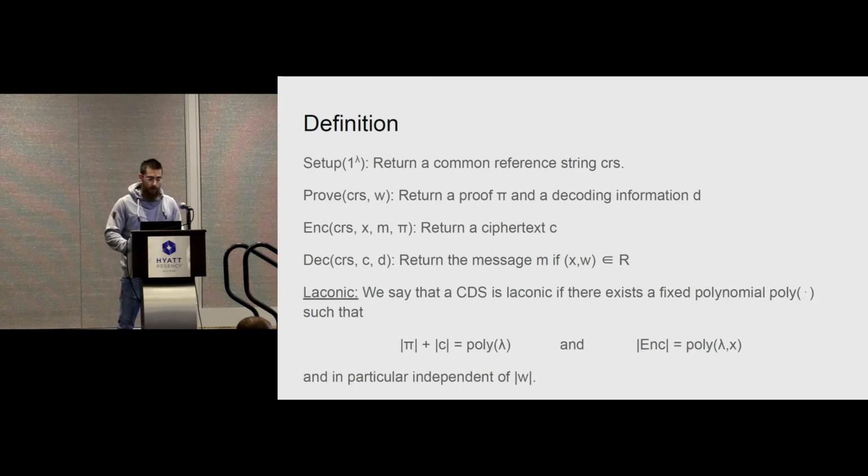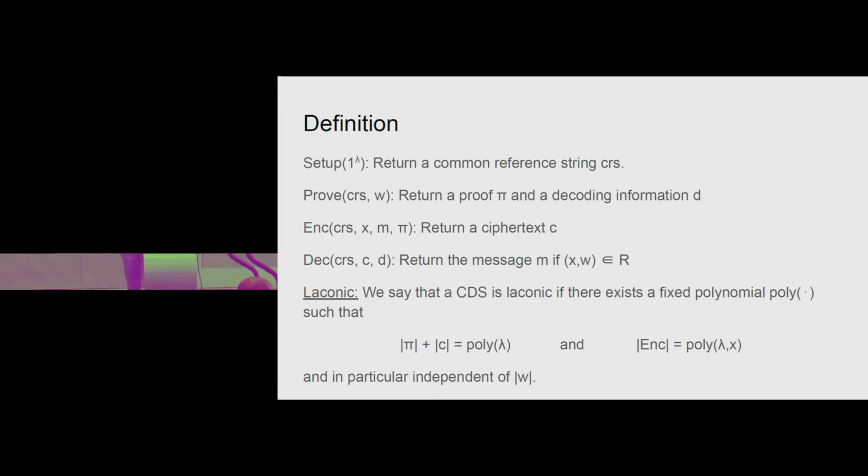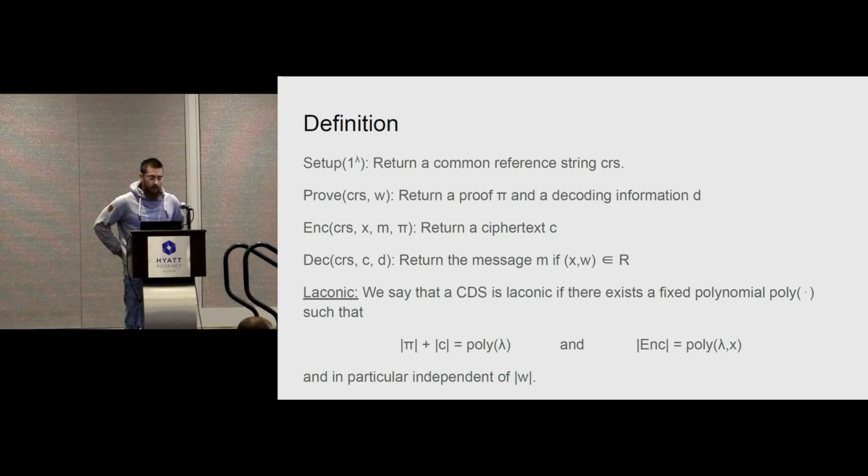And the important part of this talk is that we're going to put constraints on the communication and on the computation of the two parties. In particular, we say that the scheme is laconic if the communication complexity is upper bounded by a fixed polynomial in the security parameter. And the computation of the right party, so of the encryptor, again depends only on a polynomial in the security parameter and on the statement X, and in particular does not depend on the size of the witness W, which could be much larger than the statement. That is what my sloppy notation on the right means.